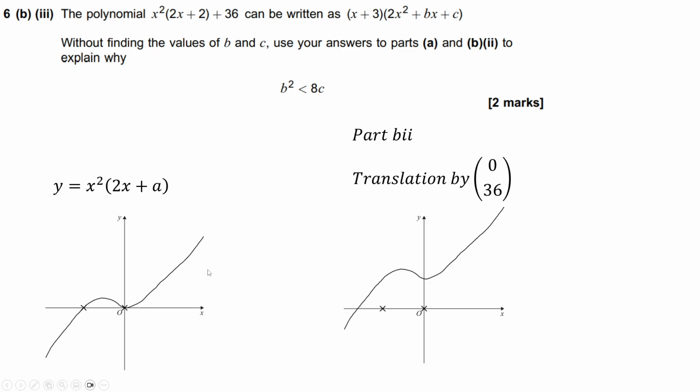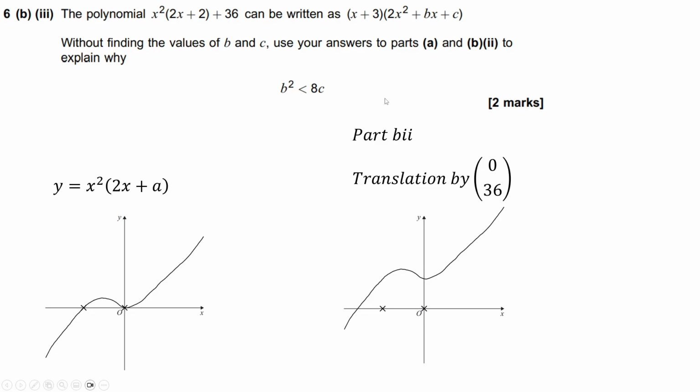Now, if you look at this, how do we get from this to this? Apparently we've translated it by moving it up by 36. So we've gone from having two distinct solutions to only one distinct solution. So if this new curve is this here, and it has only one distinct solution, that solution just must be this one here, x equals -3.